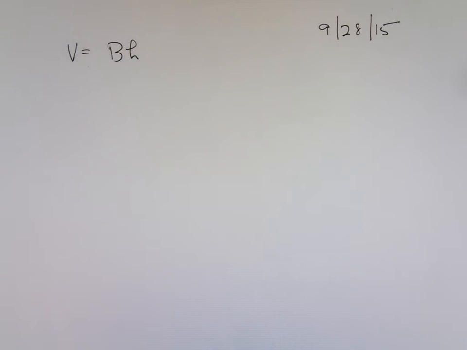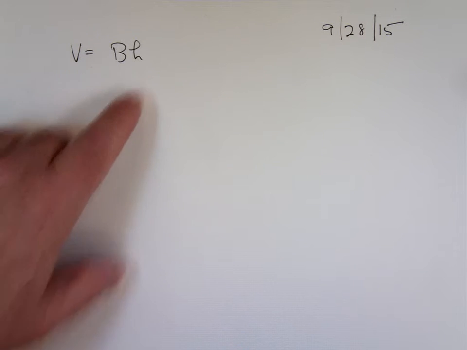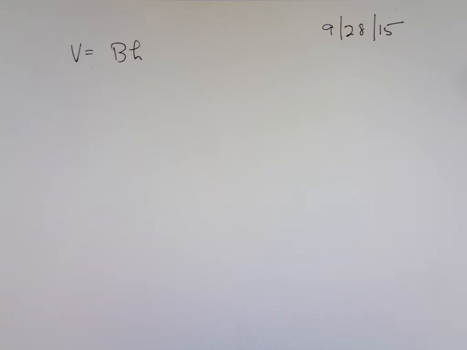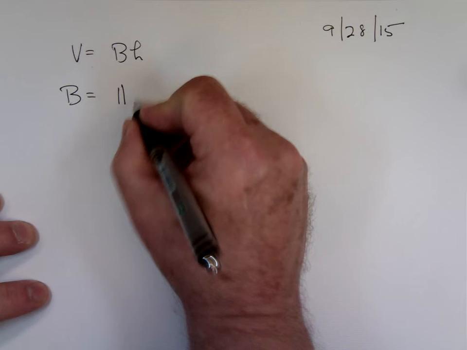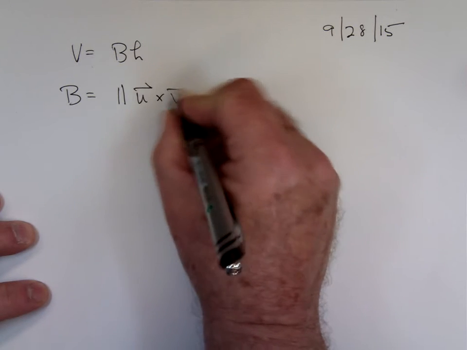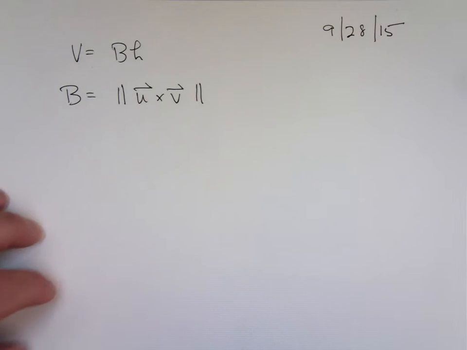Okay, the volume of that parallelepiped is the area of the base times the height. Now, let's talk about the base first. One of the properties of the cross product of the two vectors is that the magnitude of that cross is the area of the base. That parallelogram. That's what I mentioned when we did the cross. What we have to do is find the height.